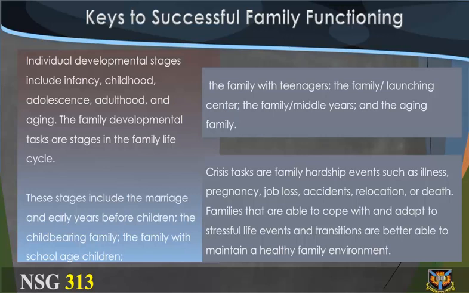These stages include the marriage and early years before children, the childbearing family, the family with school-age children, the family with teenagers, the family launching center, the family middle years, and the aging family. Crisis tasks are family hardship events such as illness, pregnancy, job loss, accidents, relocation, or death.